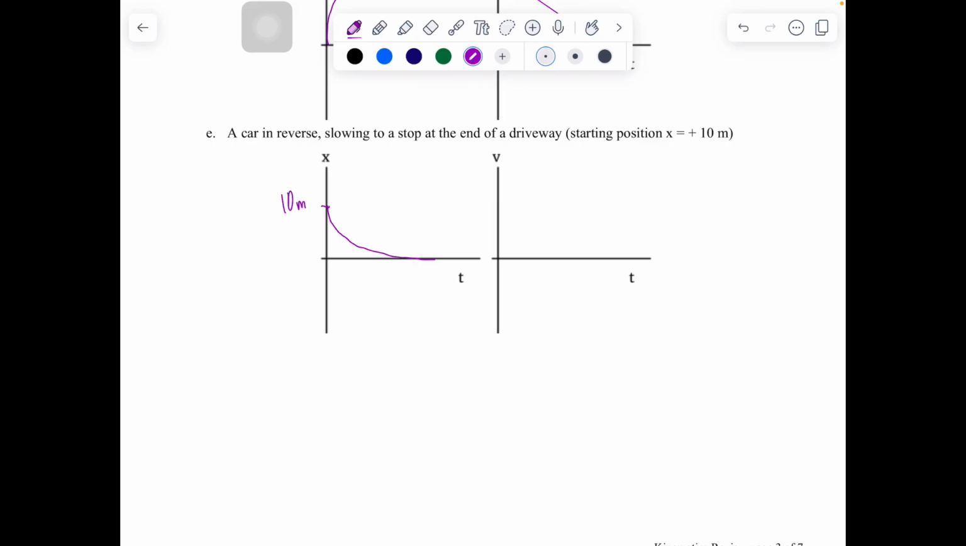Okay, now our velocity time graph. We're moving backwards. We're slowing down. Well, moving backwards means we need to be in this negative territory beneath the x-axis. And we need to get closer to 0. And 0 velocity on our velocity time graph is, of course, represented by that x-axis.